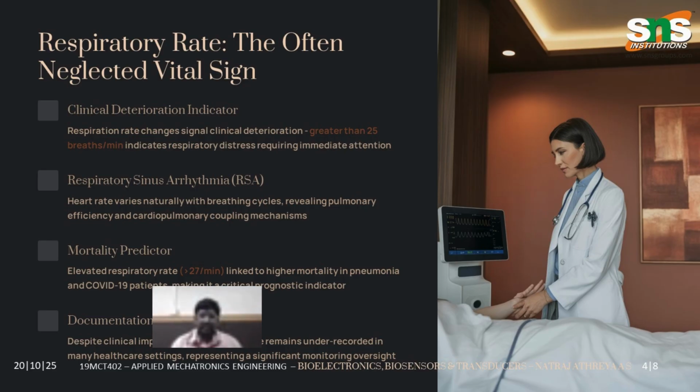Having a pulse on the pulmonary efficiency and coupling mechanisms can be enhanced by using respiratory vital signs checking. Then the mortality predictor is elevated respiratory rates, about 27 breaths per minute. It can be linked to high mortality in pneumonia or COVID-19 patients, making it a critical indicator.